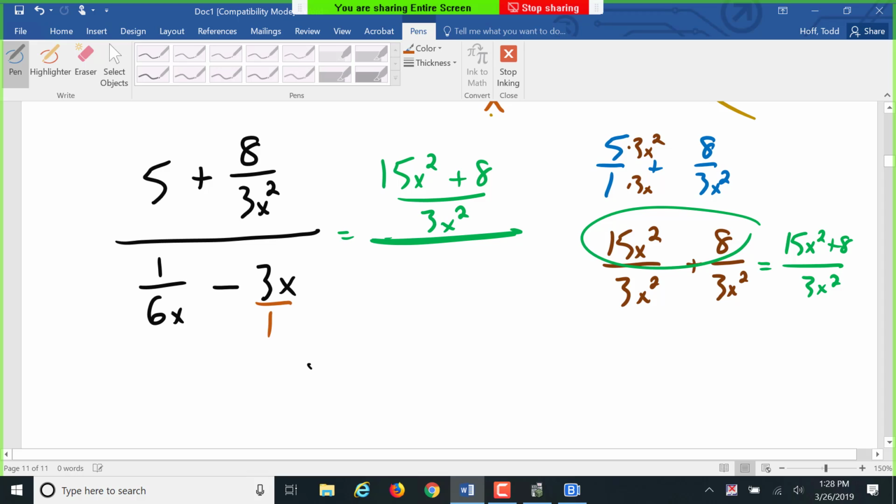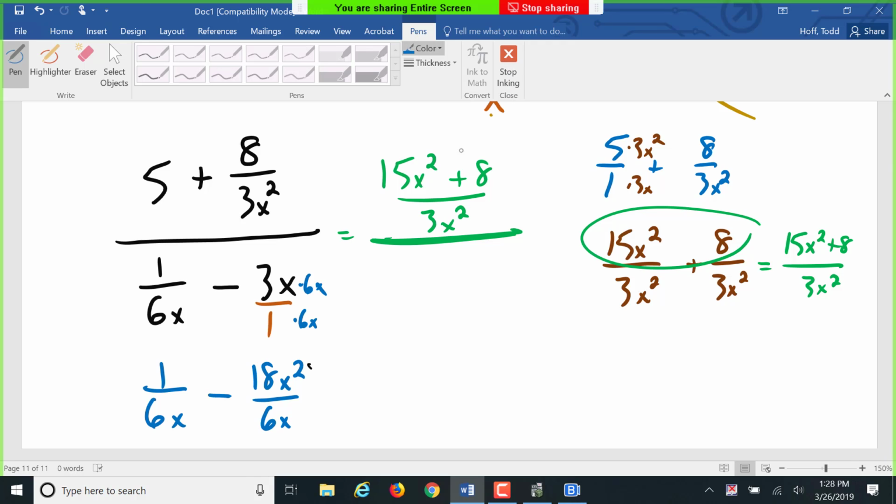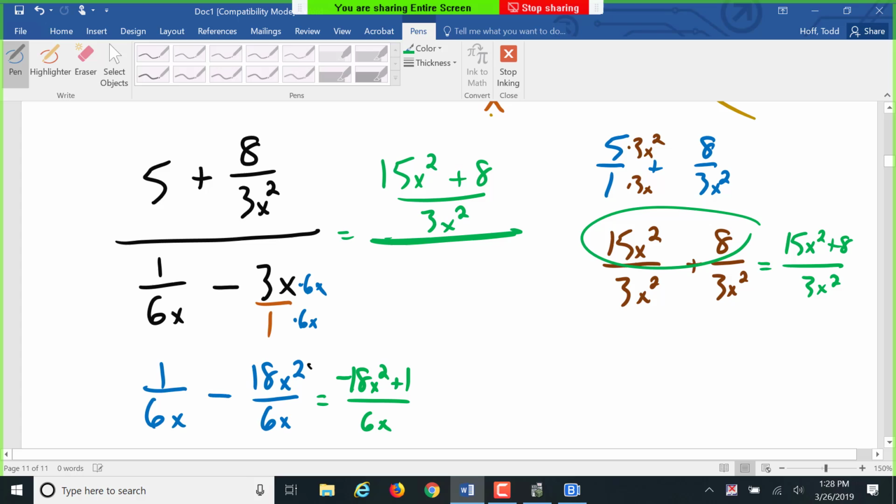And the bottom part here in the denominator, our common denominator is going to be 6x. So we multiply by 6x on top and bottom here, giving us 1 over 6x minus 18x squared over 6x. One minus 18x squared is a negative 18x squared plus 1 over 6x.